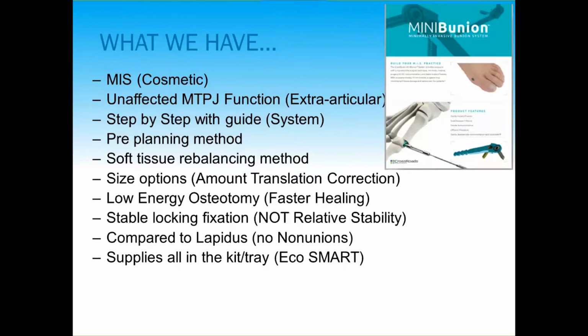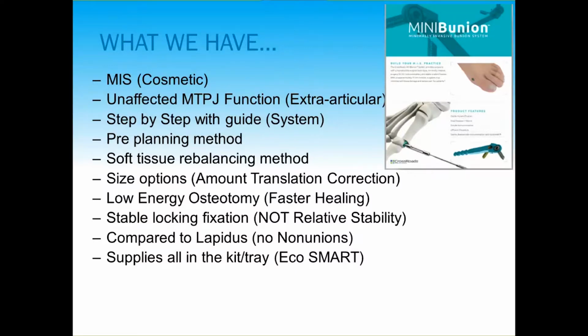There is ability for soft tissue rebalancing, which I think is one of the big keys to maintaining good bunion correction long term. Like I said, various size options are critical, so it can be patient-specific. Low-energy osteotomy, which means faster healing. You can use the osteotome, or if you so choose, the saw is just as effective and heals just as well. Stable locking fixation is really key because you don't have that relative stability with just a wire.